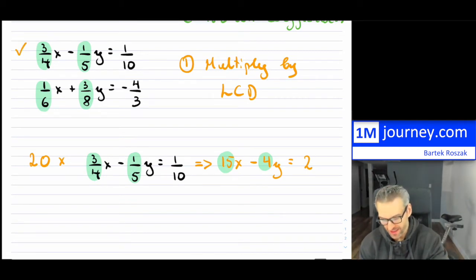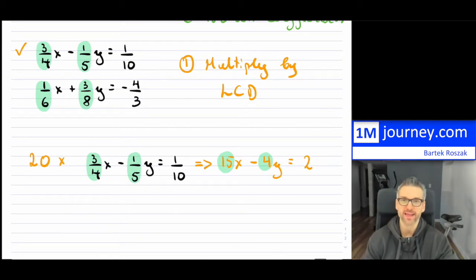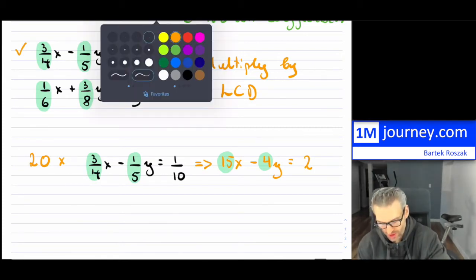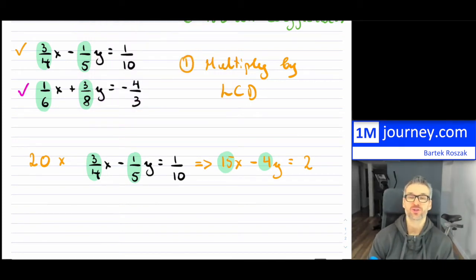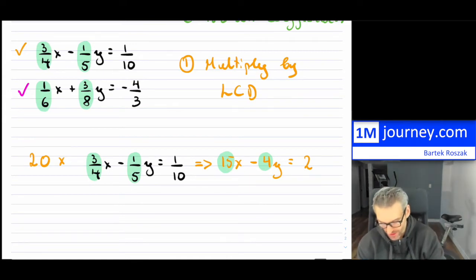So now in the second line, I have 6 and 8, all right? So what is the lowest common denominator between those? I'm going to change the color here. So between 6 and 8, the lowest common denominator, which one would it be? Now it turns out that it's going to be 24. So we're going to have to multiply by 24.